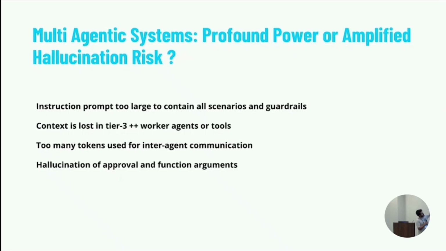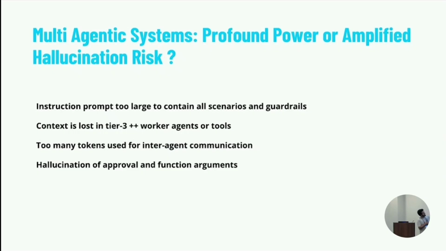These are some highlighted issues that I have personally heard from people developing multi-agentic workflows. First, the instruction prompt is too large to contain all scenarios and guardrails. This is the major problem when we create a single agent or multi-agent workflow, where you give it all the tools, all the guardrails, the entire history of what's going on, and if this is the condition you have to do this, do not do this. It's a huge template prompt that people write, and it's necessary because you want the agent to perform in a very targeted way.